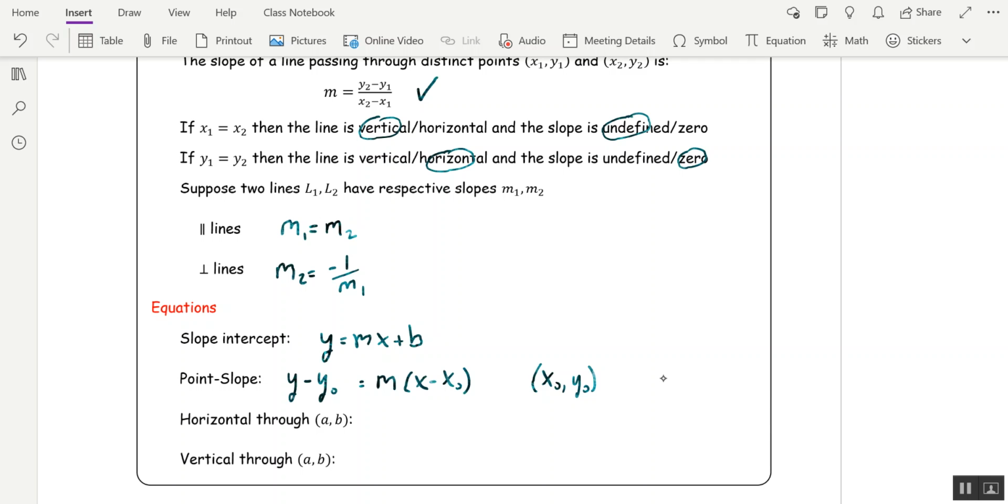Horizontal lines have equations y equals a constant. In this case, if it goes through (a, b), it will be y equals b. And vertical lines have equations that look like x equals a constant. If it goes through (a, b), it will be x equals a. So those formulas are super important. You should memorize those.